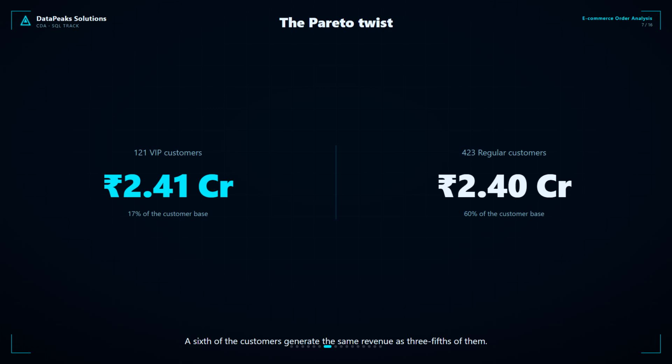A much smaller customer group is producing nearly the same revenue as a much larger one. This is exactly why businesses invest in loyalty programs, personalized offers, and customer retention. One SQL analysis can completely change a company's marketing strategy.